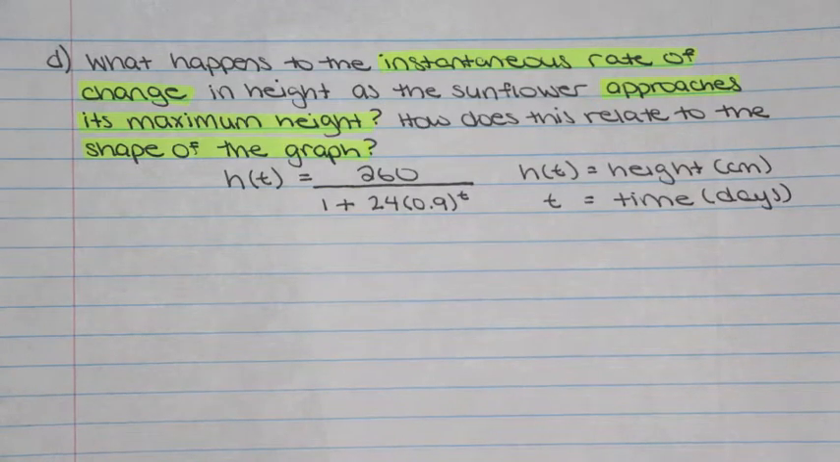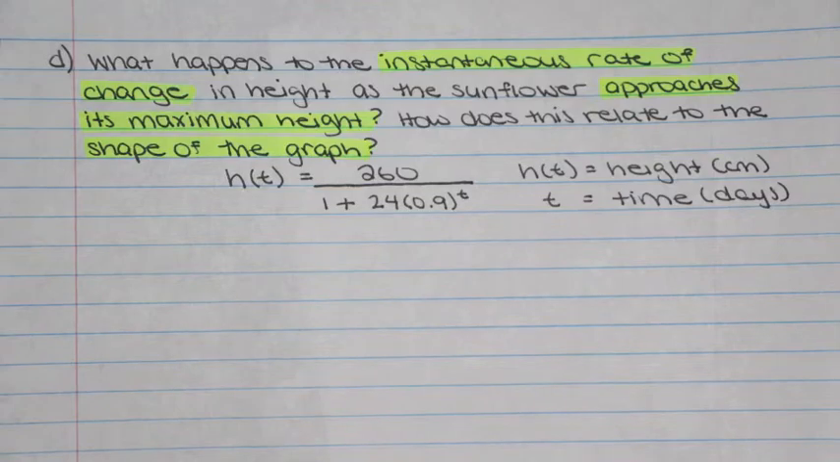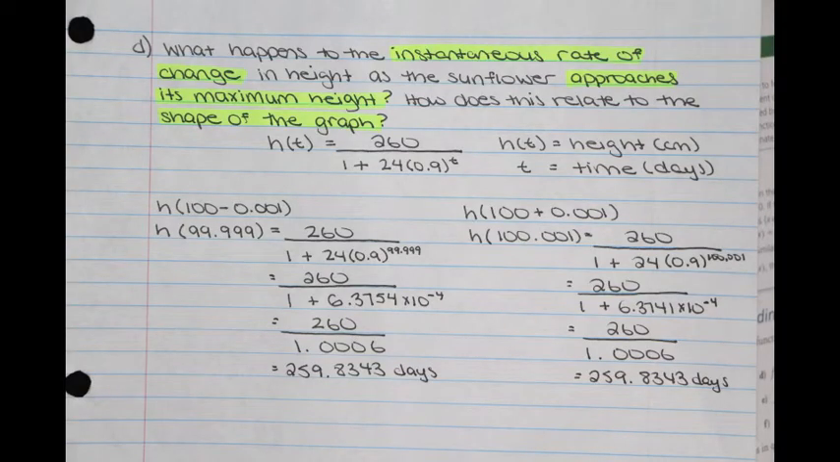I would start by finding the instantaneous rate of change of the graph at a day greater than 30. For example, I will solve for IROC on the 100th day using the same method as part C. Step 1. Solve for h of 100 minus 0.001 and h of 100 plus 0.001. This means that you will have to solve for h of 99.999 and h of 100.001.